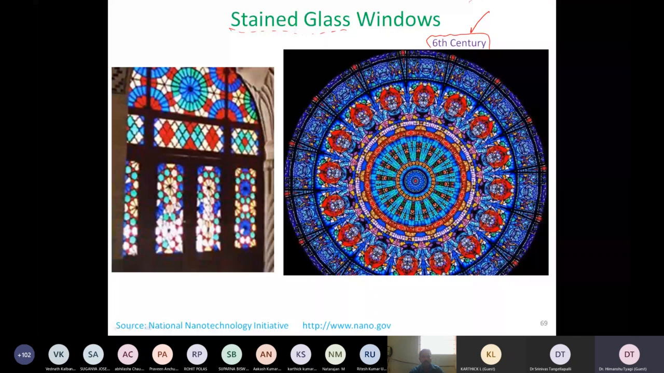And when people have looked inside them, in the SEM and the latest microscopes, they have actually found that there are nanoparticles present inside this glass structure. Of course, at that particular time, those technicians and artisans did not have any idea of nanoparticles. They were just using some technique which they had learned through hit and trial.